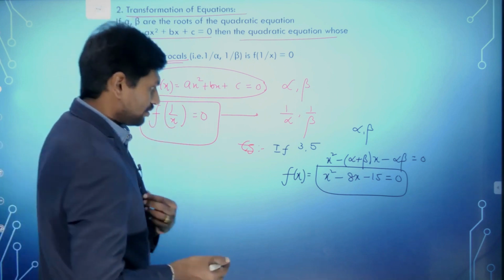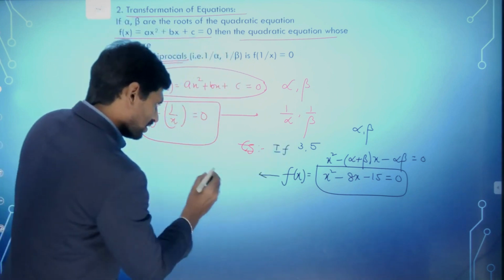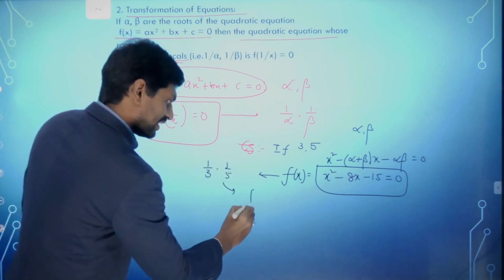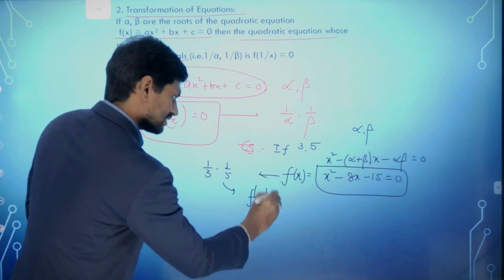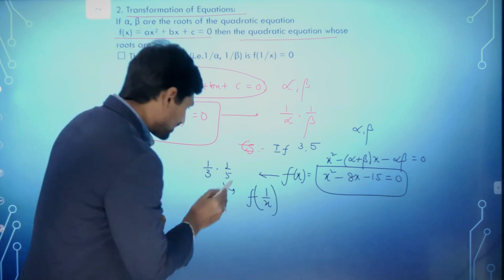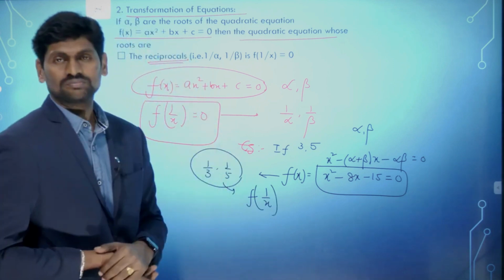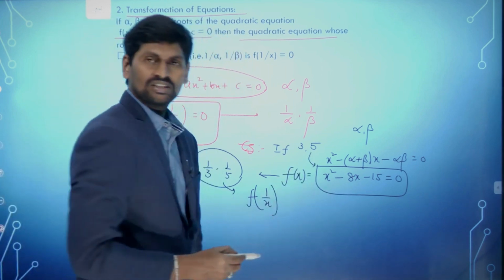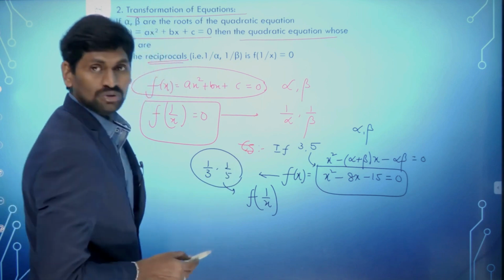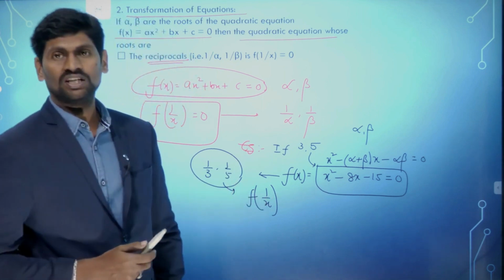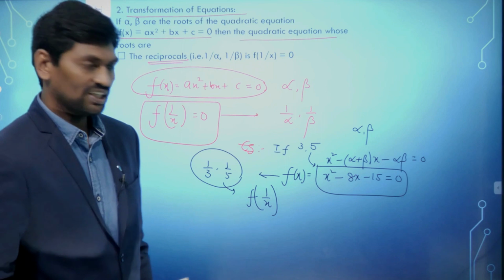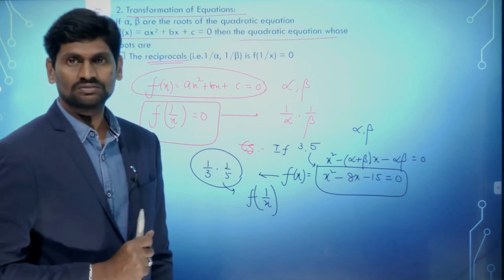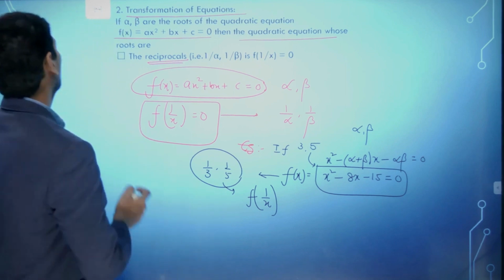Okay. Now, 1 by 3 and 1 by 5 are roots, then f of 1 by x is the quadratic equation for these roots. If 3 and 5 are roots, this is the quadratic equation. 1 by 3 and 1 by 5 are roots, then f of 1 by x will be the quadratic equation for the respective roots 1 by 3 and 1 by 5. Okay? Right.